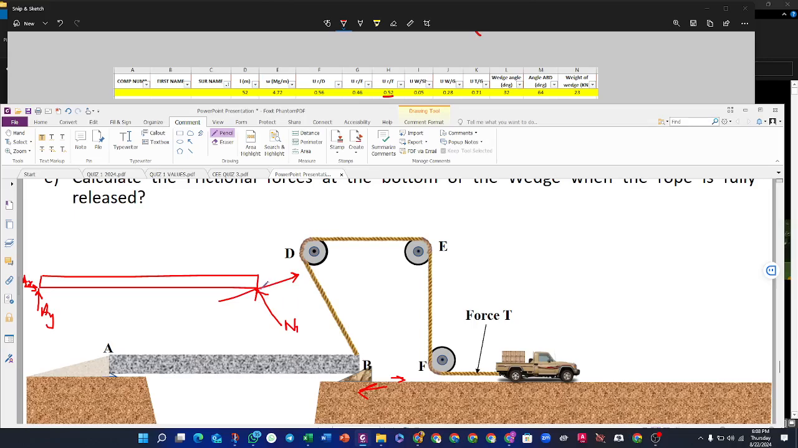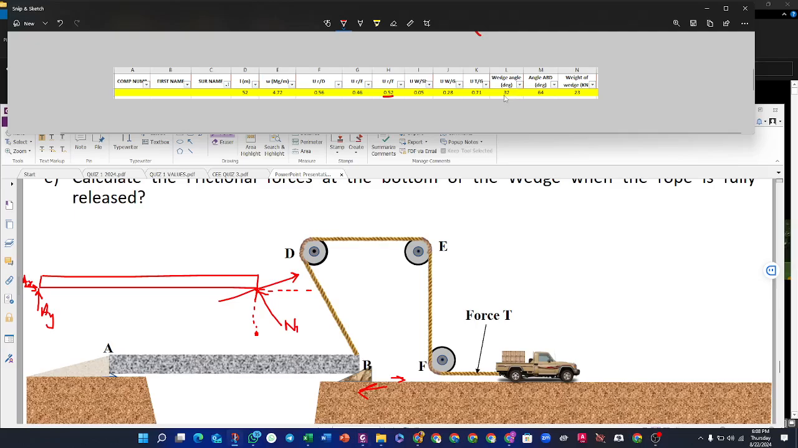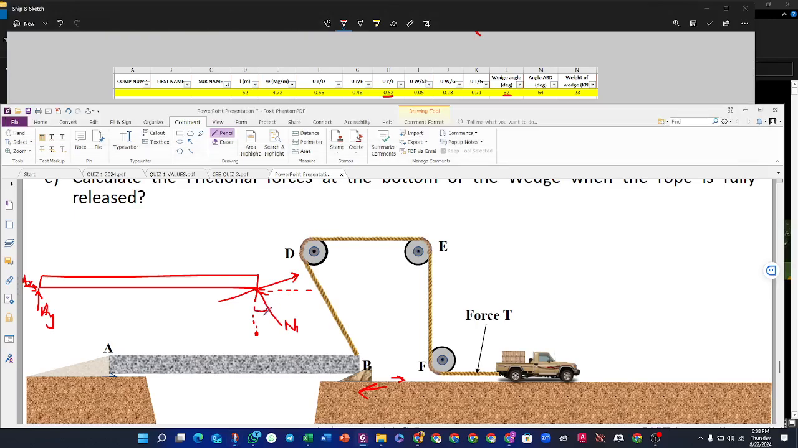Now, we have the horizontals here and the verticals here. I think we have the wedge angle. The wedge angle is 32 degrees. For those of you who are intelligent, you know that is 32 degrees, and then that is also 32 degrees.